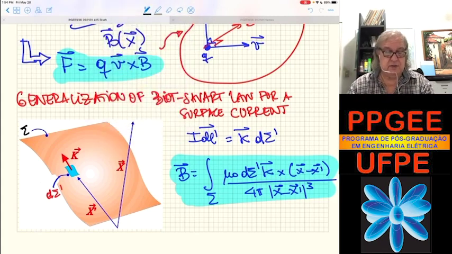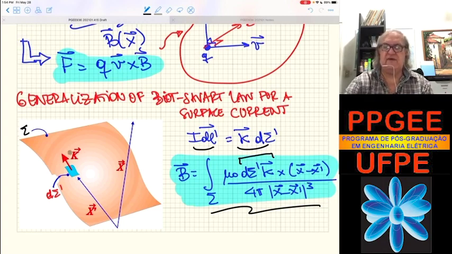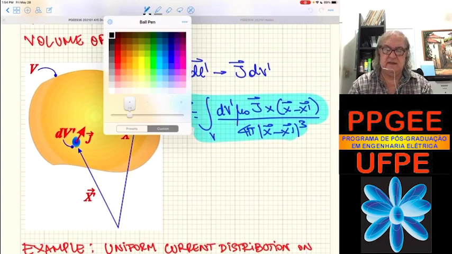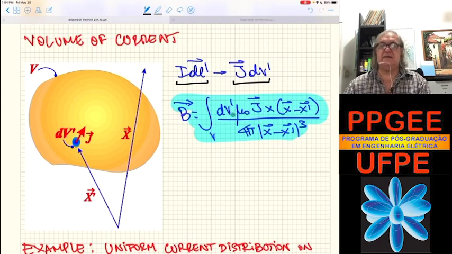So all we have to do is to replace IDL by K d sigma and make it an integral over the surface. So we always have IDL to K d sigma here, same formula, no change, okay? Also, if I have a volume of current, all we have to do is to replace IDL by JdV, and now we have an integral that goes over the volume like this. That's the generalization of Biot-Savart's law for a current distribution. Let's make another example.